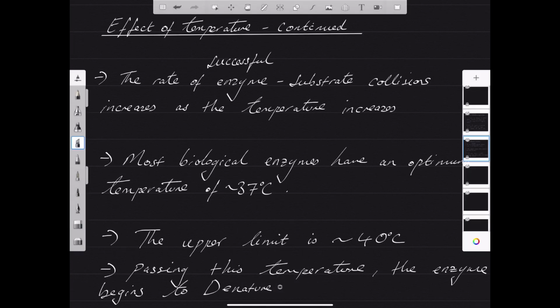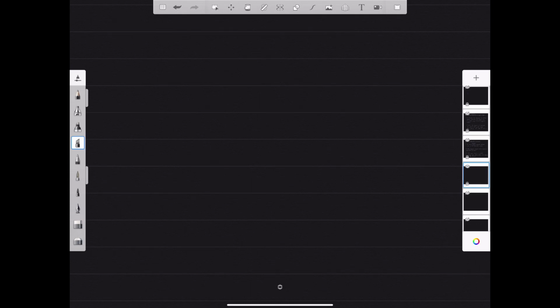Now, why is this happening? So now we know what's happening to the enzyme after a specific temperature, but why is this happening? So let's look at why it's happening. The amino acid chains, so the long amino acid chains that hold the enzyme together begin to unravel. And this means that the shape of the active site changes.